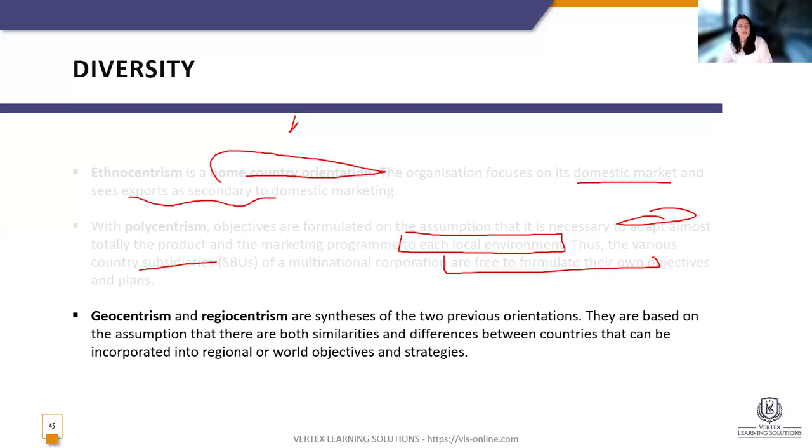Geocentrism and regiocentrism are a synthesis of these two previous orientations. They are based on the assumption that there are both similarities and differences between countries that can be incorporated into regional or world objectives and strategies. So something is going to be so similar that it will not need adapting.